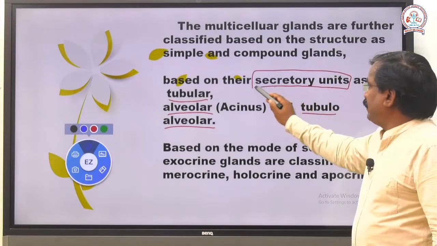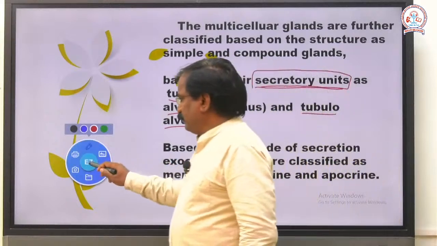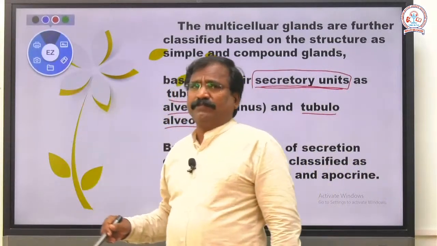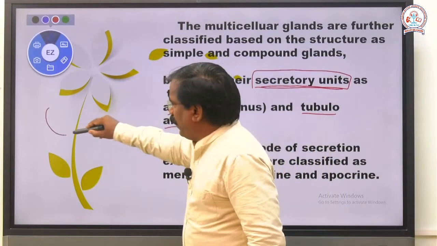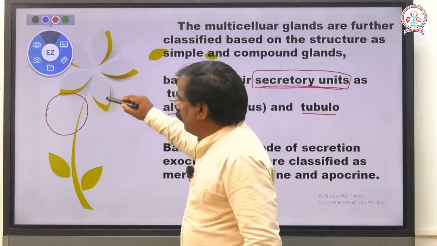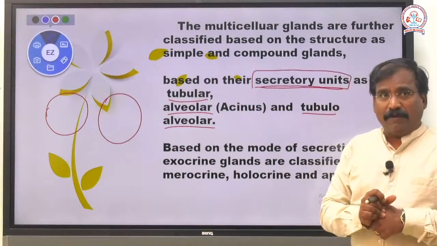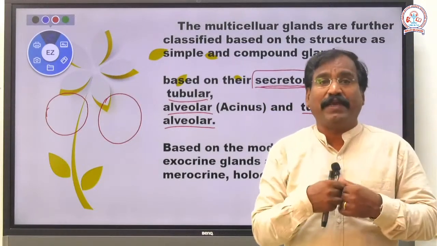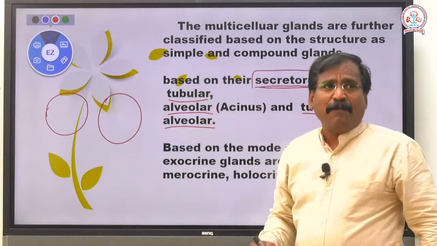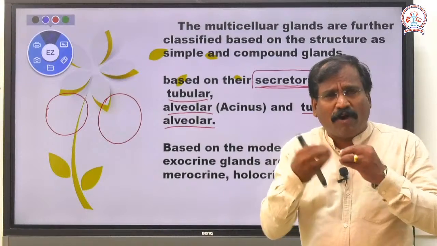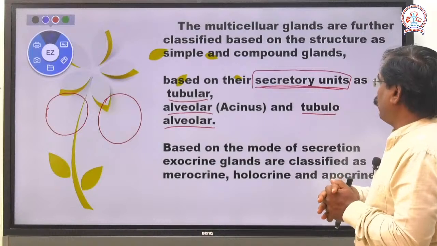Based on the secretory unit, no doubt glands secrete. Now look, I am drawing the thyroid gland. That is the trachea, and one on either side of the trachea is the thyroid gland. The thyroid gland secretes thyroxine. So how are the units that produce that hormone arranged?